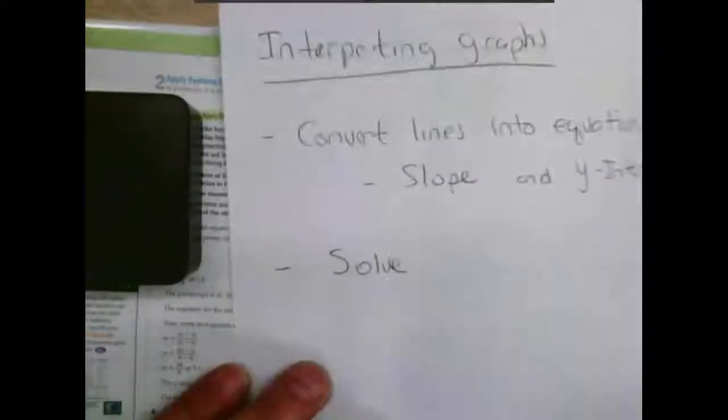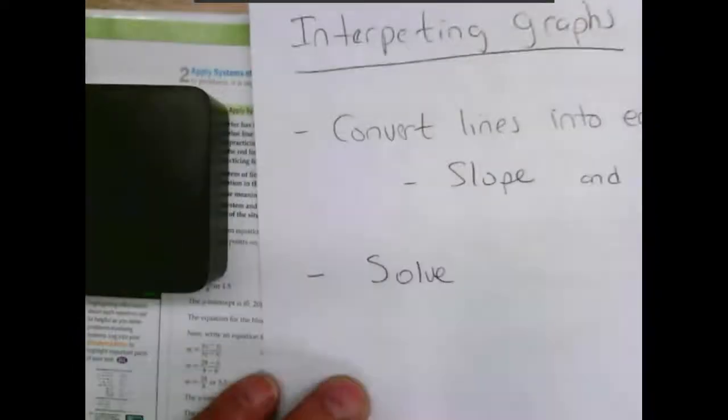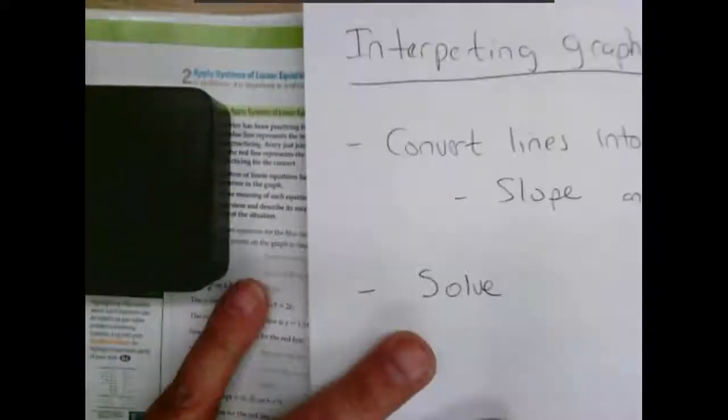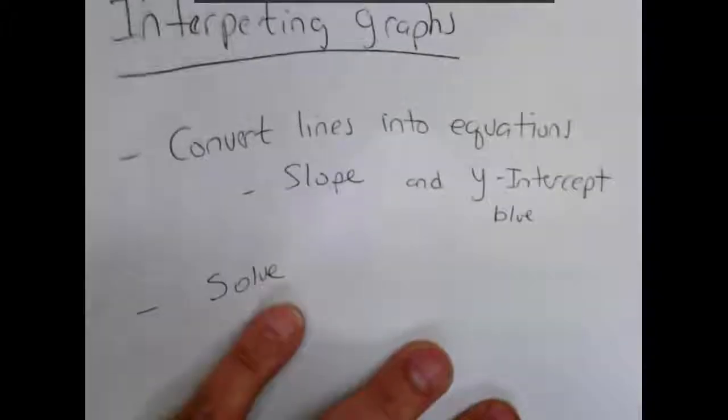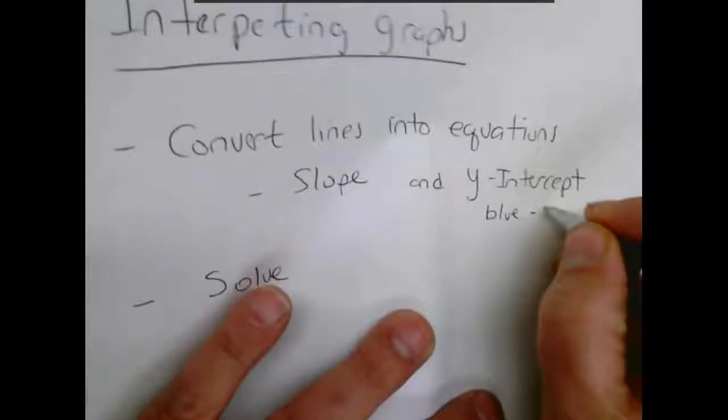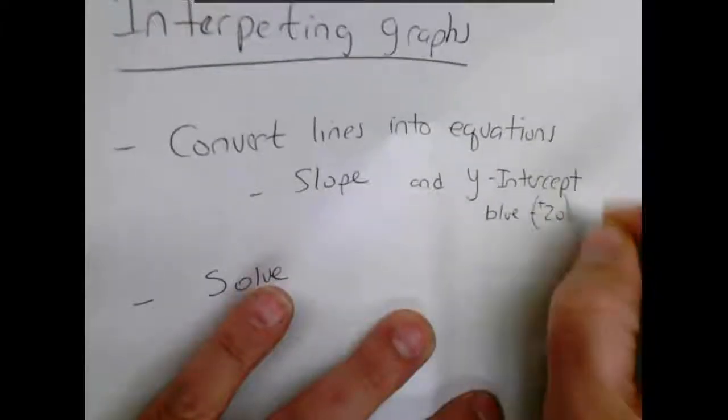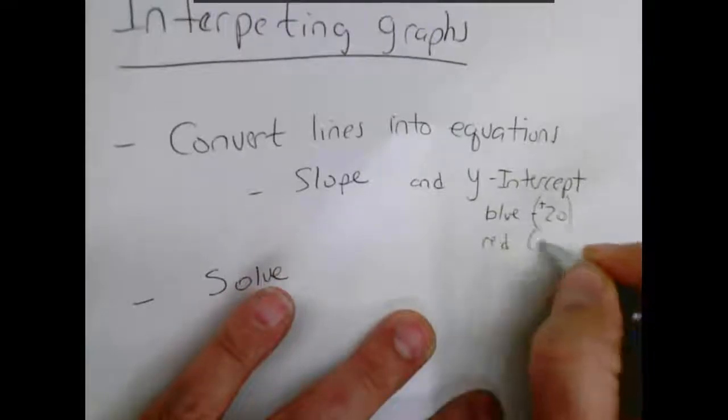So we're going to have slope and y-intercept. So for the blue line, I'll show you this over here. For the blue, it looks like 20. Plus 20 is your y-intercept. And for the red, it's 0. You can kind of see that right there, right? So then we just kind of look at the slope here. Let me see if I can get a little closer so you can kind of see it.